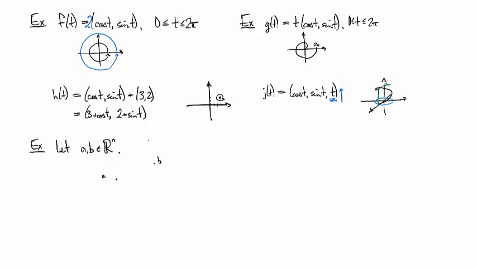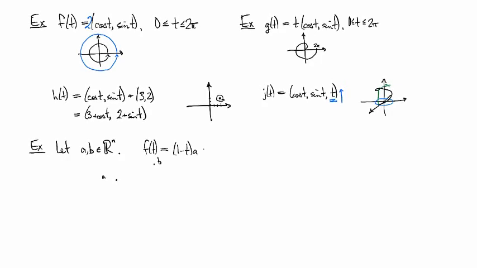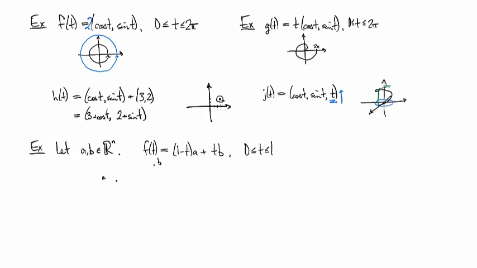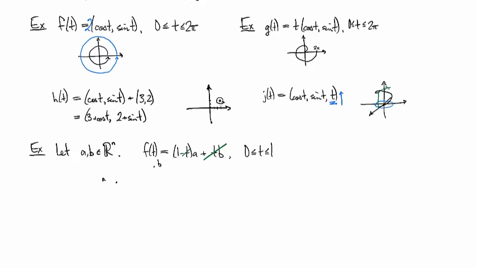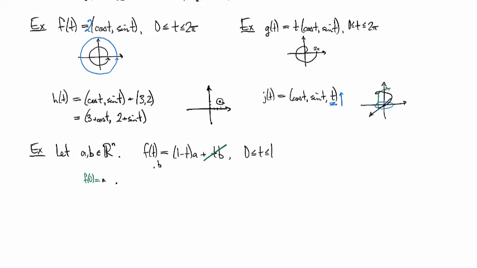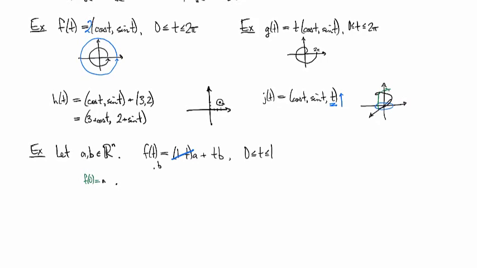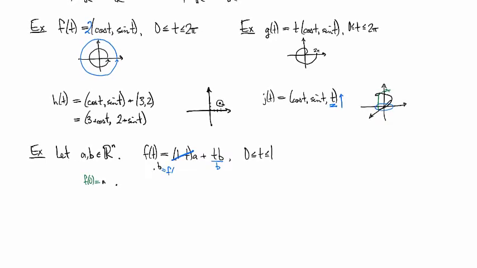Then I'm going to take f of t to be (1 minus t)A plus tB. Now as t varies from 0 to 1, this is going to give me the straight line path from A to B. Notice if I set t equal to 0, then this part's gone, and it just evaluates to A. So f of 0 is A. And if I set t equal to 1, then this part's 0, so that whole thing drops out, and this part just evaluates to B. So this is f of 1.